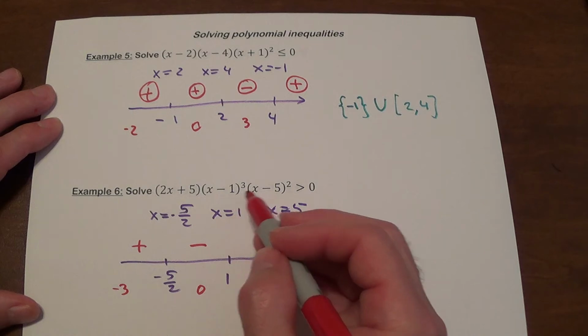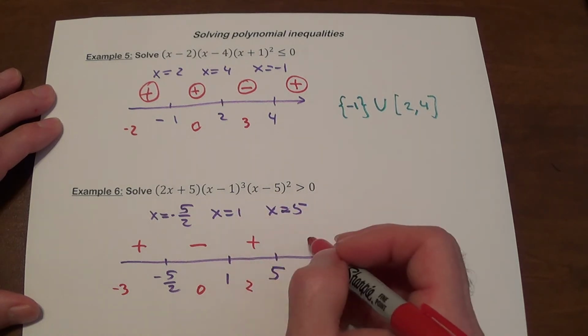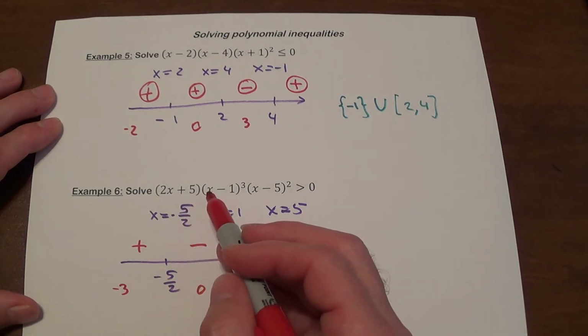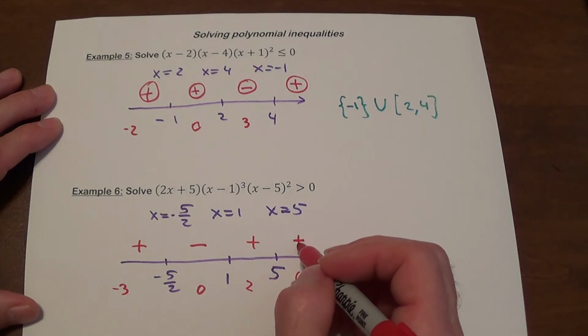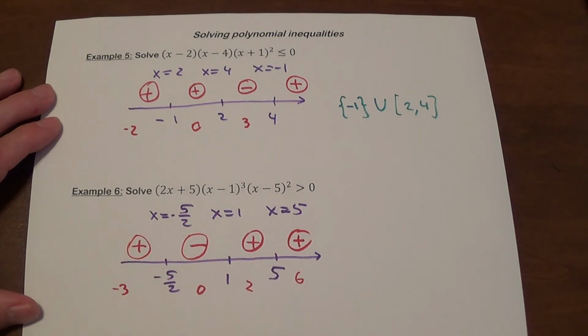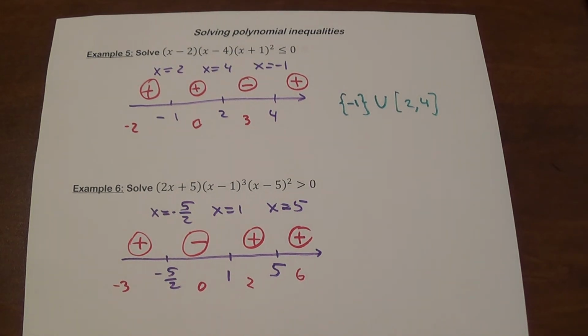Positive, positive, positive. 3 positives will give us positive. And what happens here when you go to 6: positive, positive, and also positive. So that's going to stay. Again, we crossed the double zero here, which was at 5, and our sign did not change. So we can finalize our answer now, greater than 0.